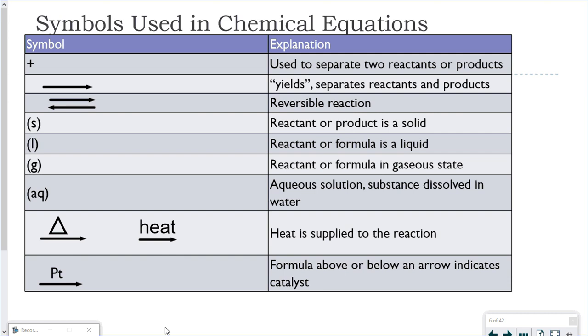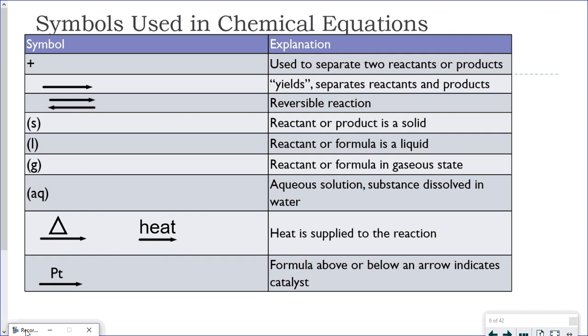Different symbols that you're going to see in chemical equations. Plus signs are used to separate two reactants or products. An arrow to the right means that it yields or produces this amount. It's used to separate our reactants and products. Sometimes you'll see a double arrow. It means the same thing, but this is a reversible reaction, so you can flip the equation the other direction.